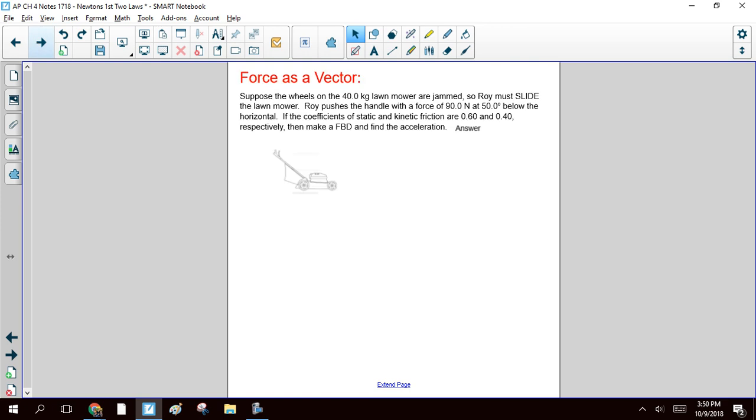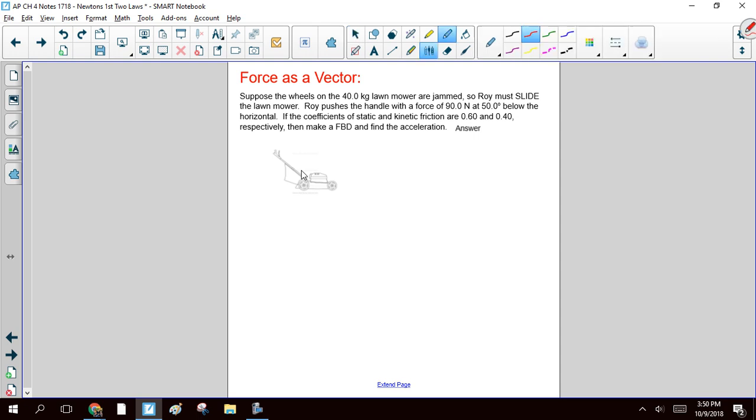Forces vector. All right, so I don't know if you can see here, there's a tiny little lawnmower here. Anyway, there's a lawnmower there. Now, it says the wheels on this 40-kilogram lawnmower are jammed, so Roy has to slide the lawnmower instead of actually rolling. It tells us that Roy pushes the handle with a force of 90 newtons at 50 degrees below the horizontal. And then it gives us the coefficients of static and kinetic friction, 0.6 and 0.4. We got to make a free body diagram and find the acceleration.